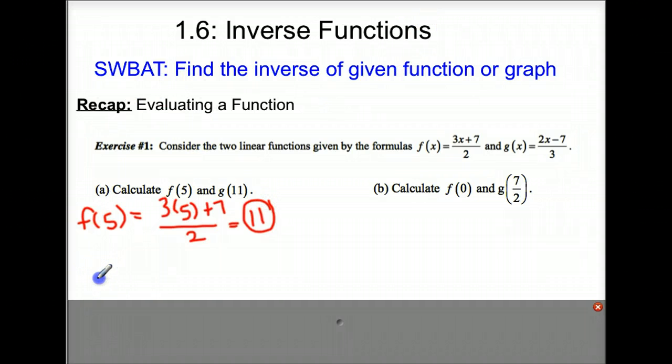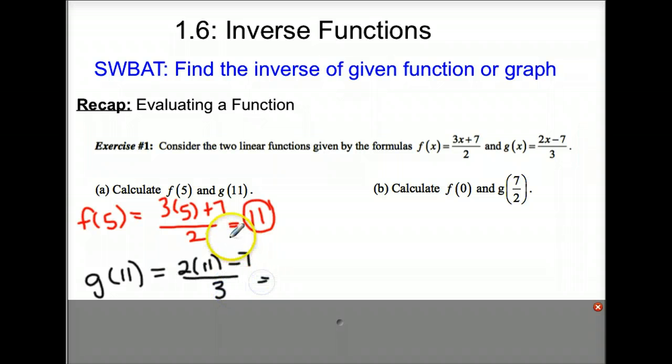It says also to find g of 11. Now remember, the letter tells me which function I'm using. G of x is this function right here, (2x minus 7) over 3. So this becomes (2 times 11 minus 7) over 3. 2 times 11 is 22. 22 take away 7 is 15, divided by 3 is going to give me 5.